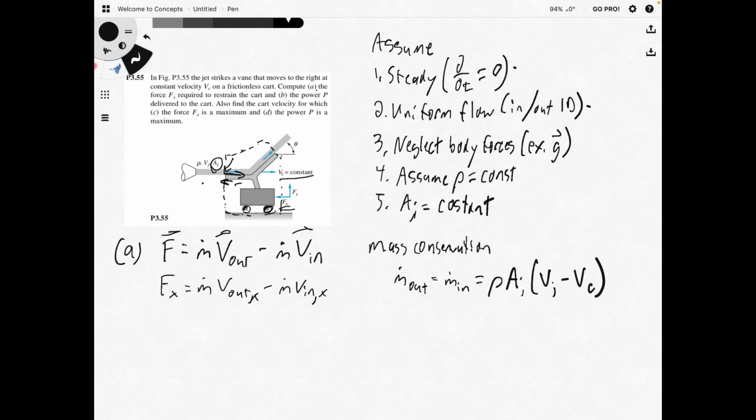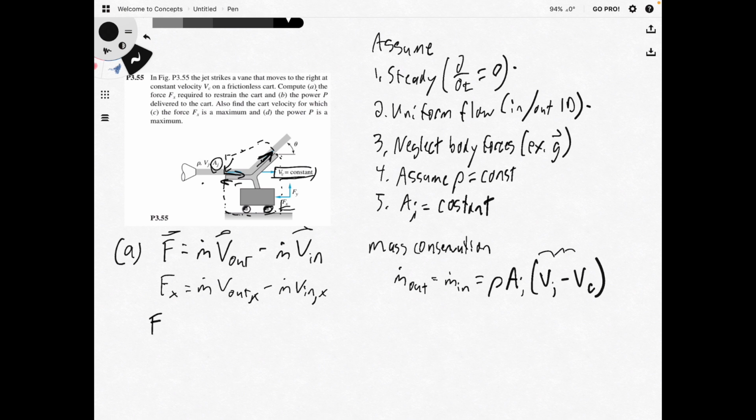And so what this tells us, looking at the flow across this control surface here, is that the velocity of our jet in our moving control volume, as we're sitting here moving along at the constant velocity of the cart, the magnitude of the velocity at our outlet here is also equal to Vj minus Vc. We'll see that becomes really important in just a second. But first, let's start plugging this in.